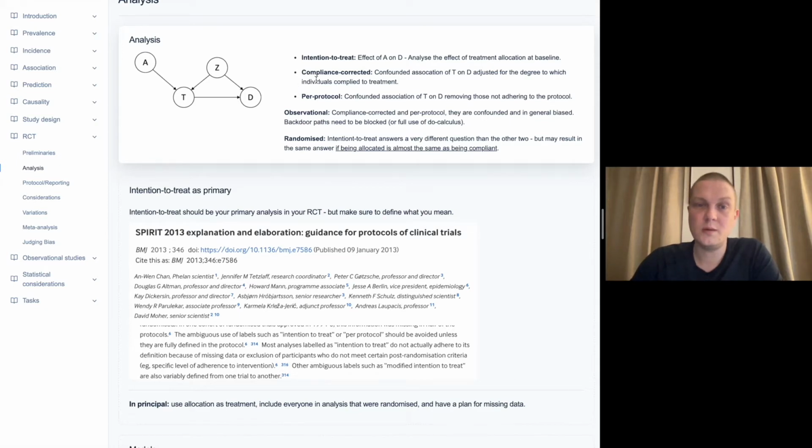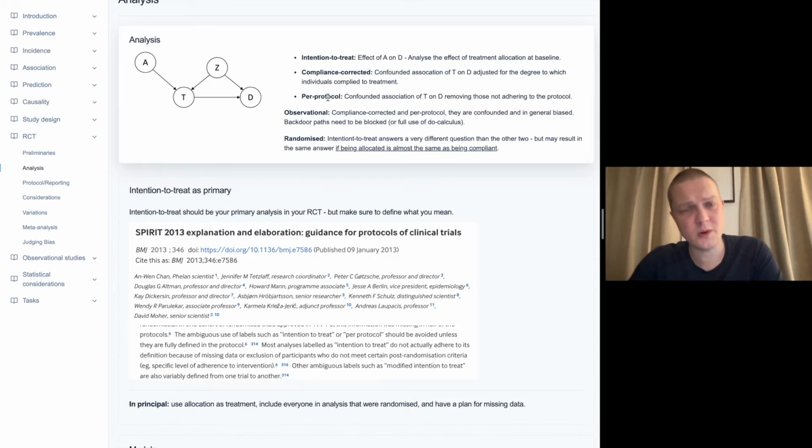You could do a compliance corrected analysis where you say, well, I want to take into consideration the treatment they actually received. But that's an observational study. That's going to be confounded, and now you need a causal diagram to figure out how to close all the backdoor paths. Because actually taking treatment is going to be based on preference, and preference causes confounding.